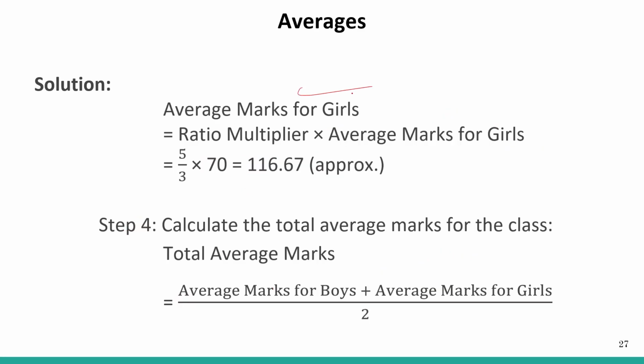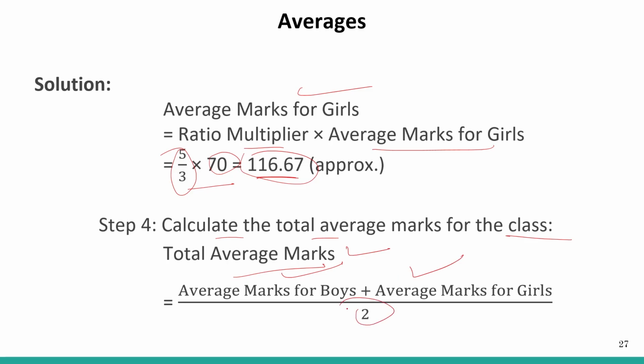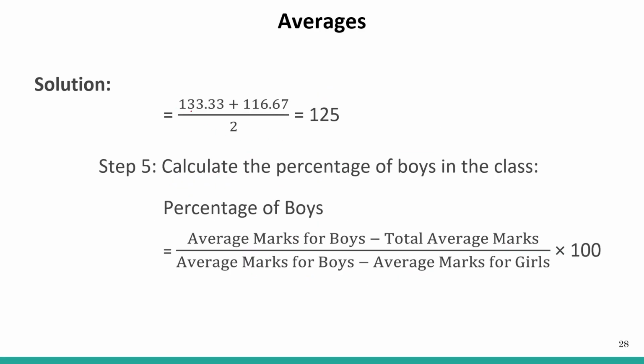So average marks for girls will be ratio multiplier into average marks for girls. That will be 5 by 3 into 70, because the ratio multiplier is 5 by 3 and 70 is the average marks for girls. So it became 116.67. So step 4, calculating the total average marks for the class. Total average marks is equal to average marks of boys plus average marks of girls whole by 2. So it is 133.33 plus 116.67 whole by 2, which is equal to 125.